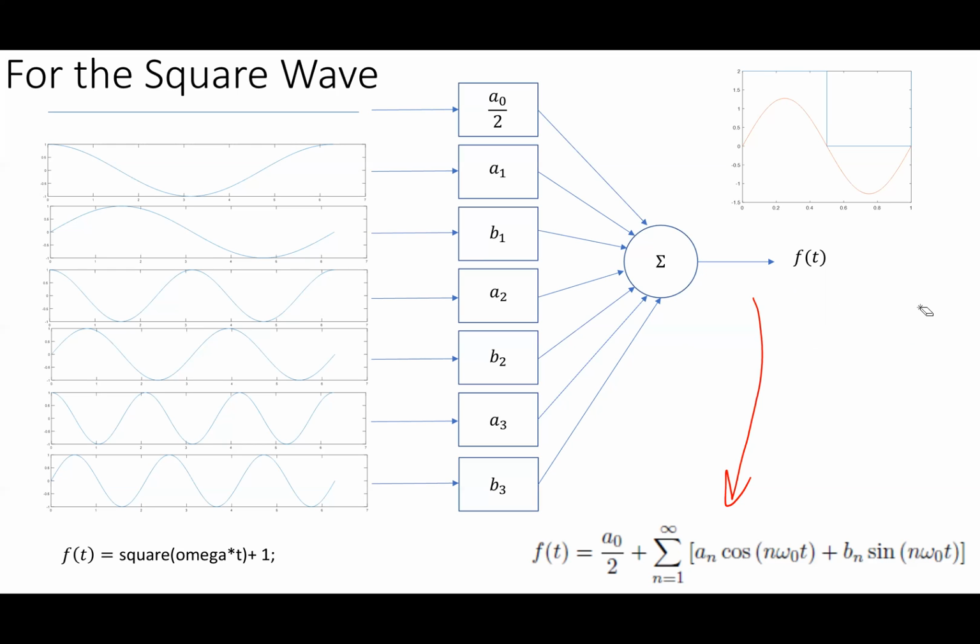So I can think of DC. In other words, if I had 5 volts, I could think of that as 5 cosine of 0t, right? That's a perfectly fine way to think of it. It's got 0 frequency. 5 cosine 0t is 5. It doesn't move at all, okay?